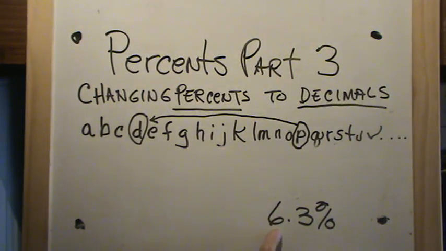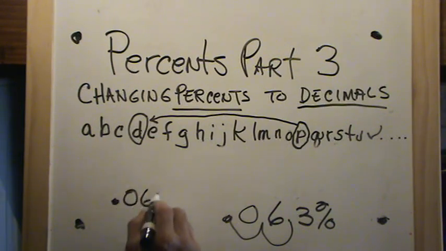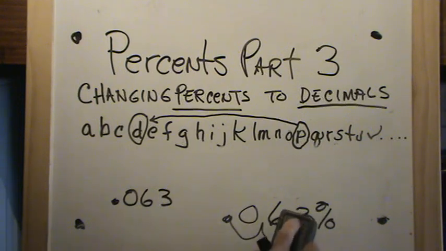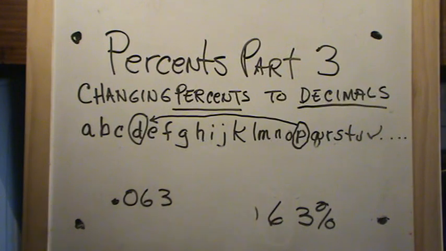6 3/10%. So we know what to do. Move the decimal 2 places to the left. 1, 2. Have to put a 0 holder in there. So 0.063. Let's clean this up so we can see what we did. 6 3/10% is equal to 63 thousandths.